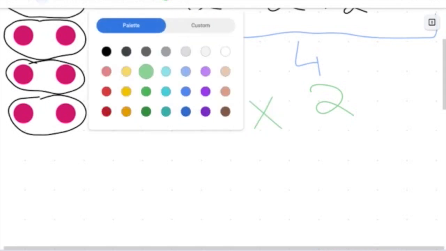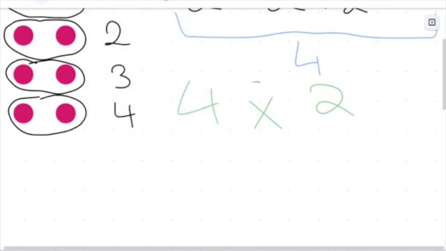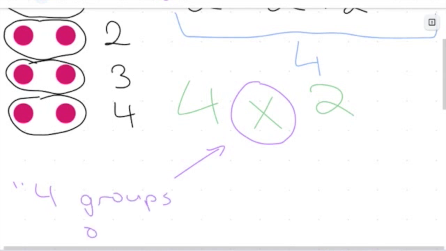Now, this thing here just represents, I'll write it in a couple of ways. The notation that I've written here, this 4, this little cross here, and 2, this is like saying 4 groups of 2. I can also say this is 4 lots of 2.